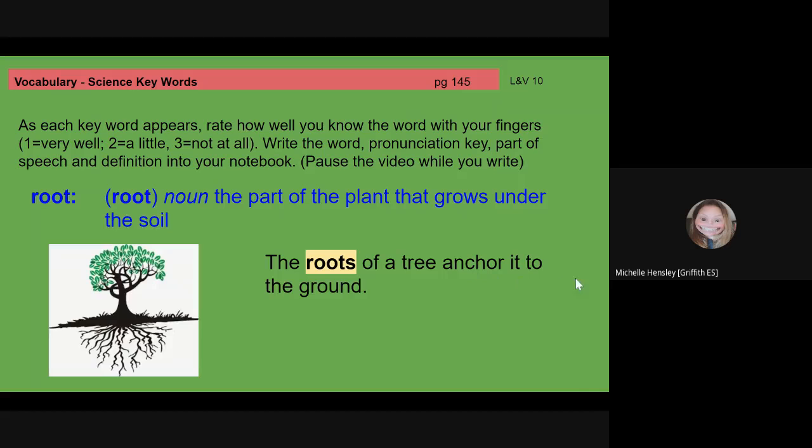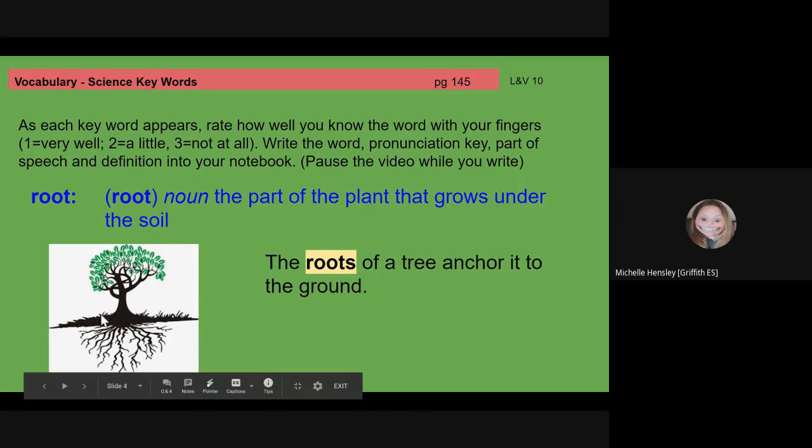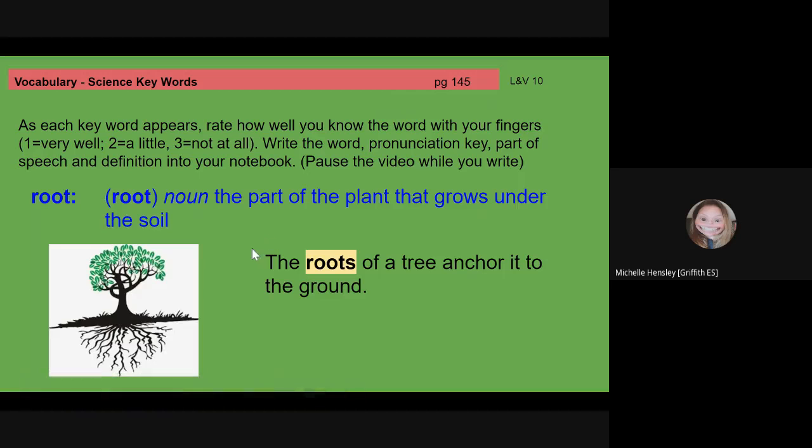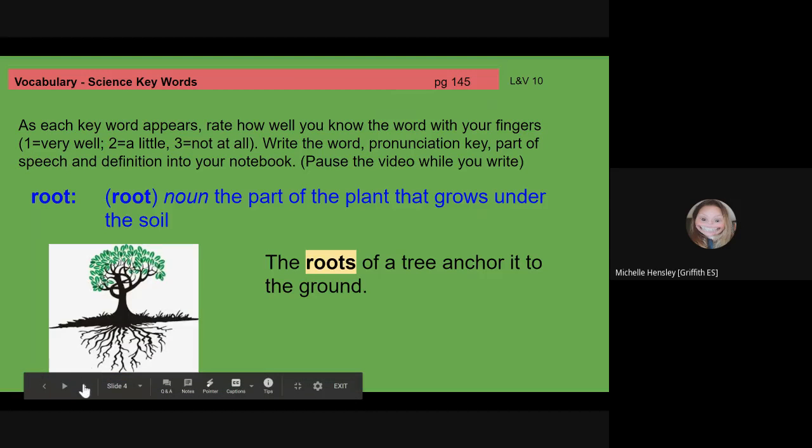The roots of a tree anchor it to the ground. So you can see in this picture, there's a tree and lots of roots. The roots are what help keep it anchored into the ground so it doesn't blow away. Root, the part of the plant that grows under the soil. Go ahead and we're going to go on to our next word.